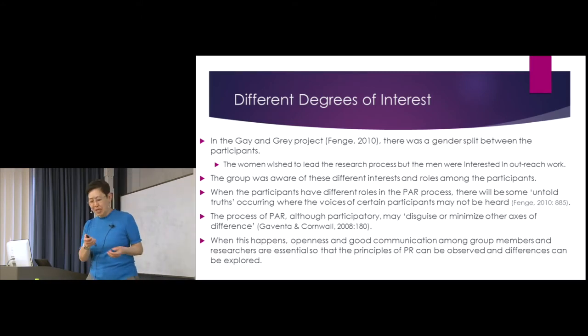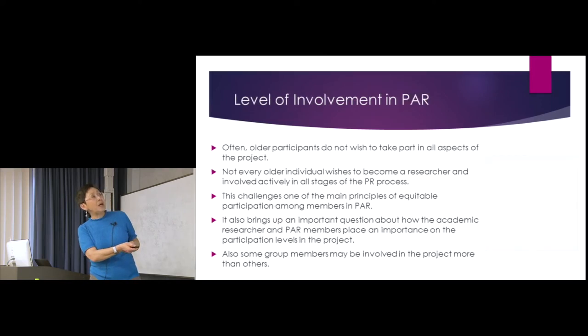Another issue that you come across is the level of involvement. I think I did say that before, that some people want to do a lot of work in the PAR project, others cannot and will not. So again, they can't fully participate in your project. What are we going to do with this? Because of their demands and everything like that. So I did say that before, so I quickly go through this. So level of involvement in PAR, you can't expect every older person to be involved in the research.